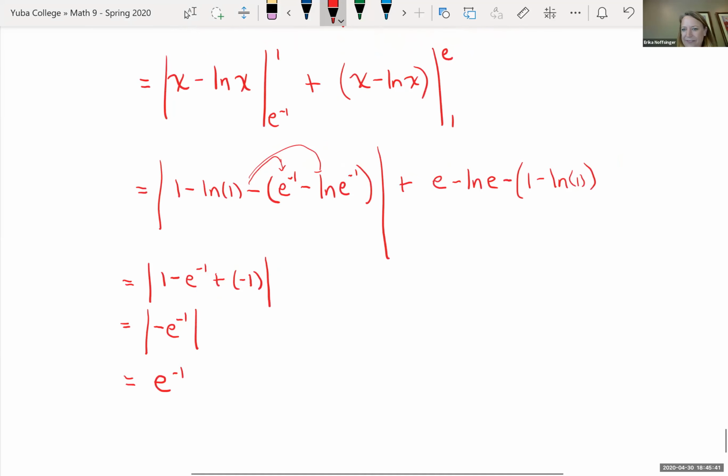Okay, so let's finish off that piece over here. So this is going to be plus, so this is just e, minus natural log of e. So this is saying e to what power is e? Well, that's 1. So -1. Got to distribute the negative. So -1 plus, so this is saying e to what power is 1? Well, e to the 0 is 1.